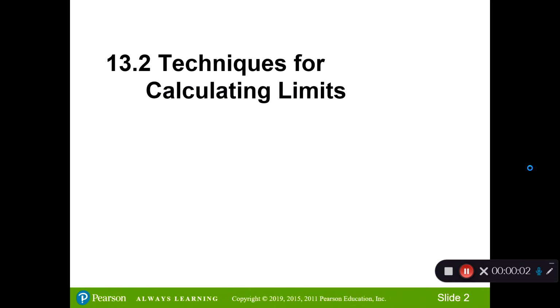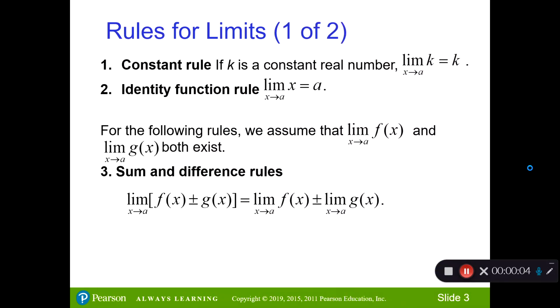Now let's talk about some techniques for calculating limits. So first of all, the limit as x approaches a of a constant is equal to that constant. And the limit as x approaches a of x is equal to a. These two are fairly easy to demonstrate why that's true.